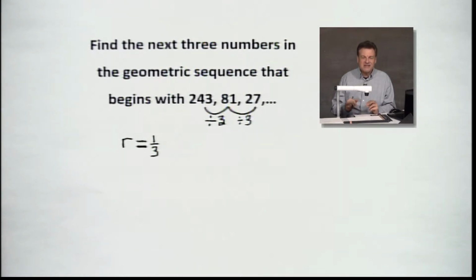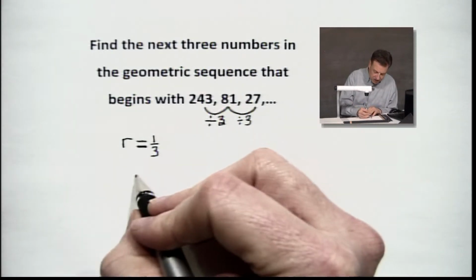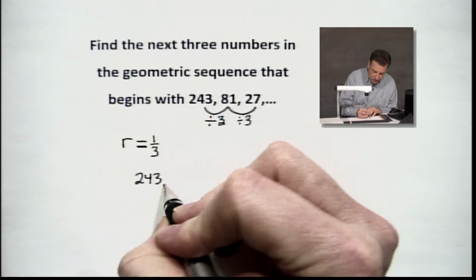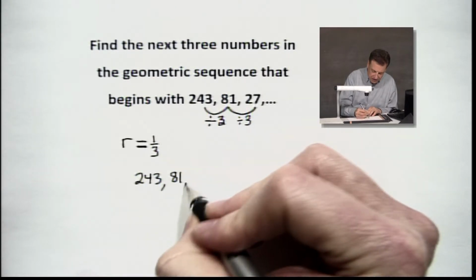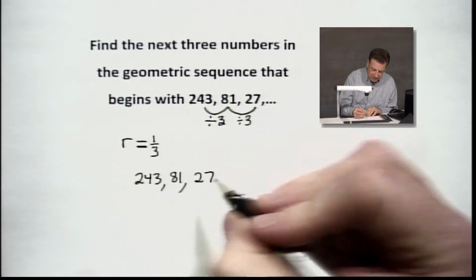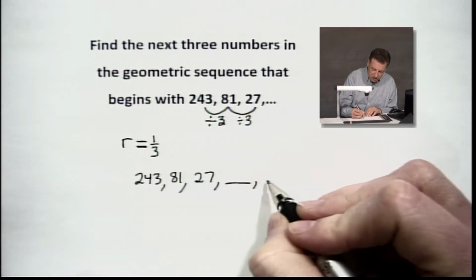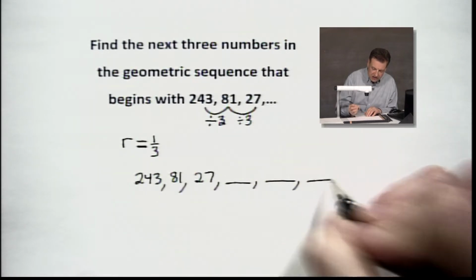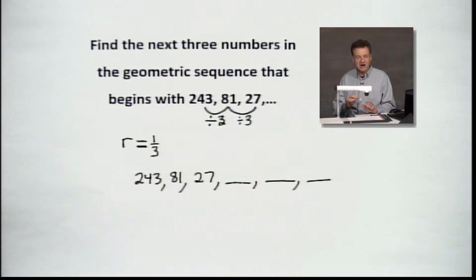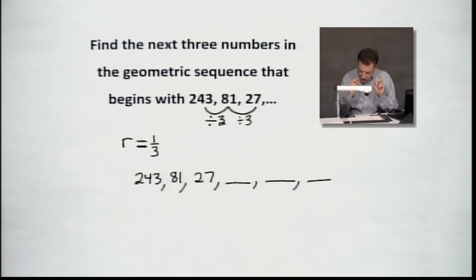So let's find the next three numbers. We're going to continue the process. Let me rewrite my numbers down here. I've got 243 we started with, 81, and again, we divided by 3 to get there, and now we have 27. We'd like to know what else will go in the last three blanks. So the process, again: we've divided by 3 already two times. Let's do it a third time.